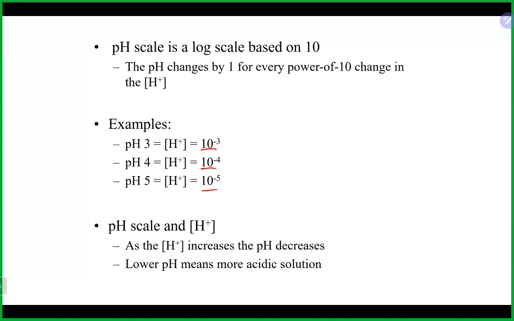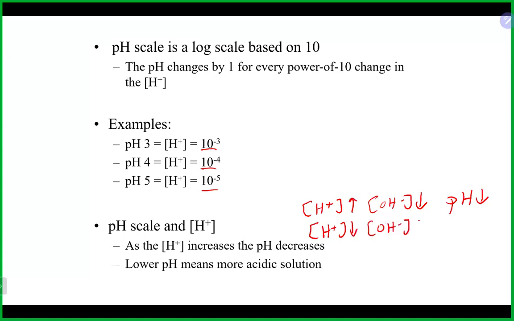The pH scale in H plus, as the H plus concentration increases, the pH decreases. It becomes more acidic. And that is because as the H plus concentration goes up, the OH minus concentration will go down, and you have a lot more H plus in the solution, making it more acidic, so the pH will go down. Vice versa, as the H plus concentration goes down, the OH minus concentration goes up, and that's going to make it more basic, and you will see the pH go up as well. So again, if you have more H plus, lower pH, more OH minus, higher pH, you should sort of see that.